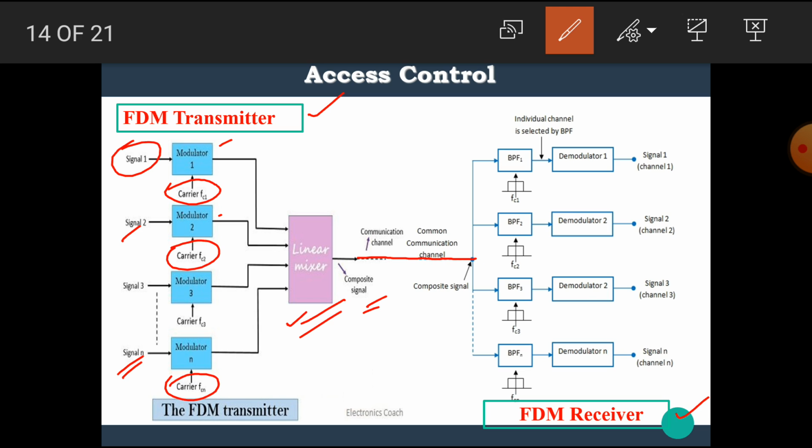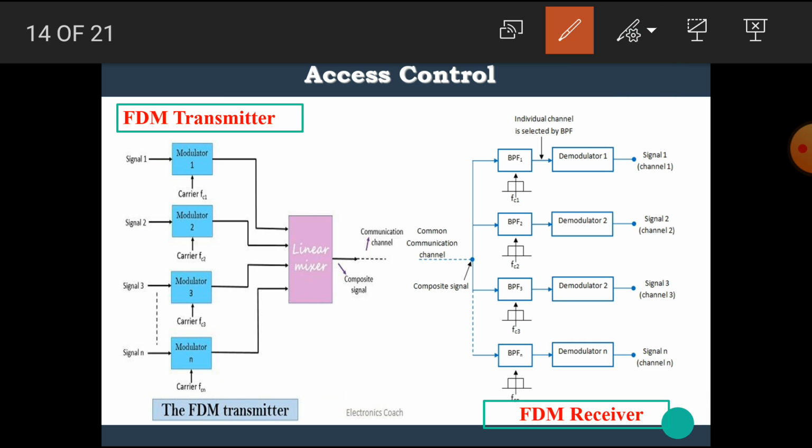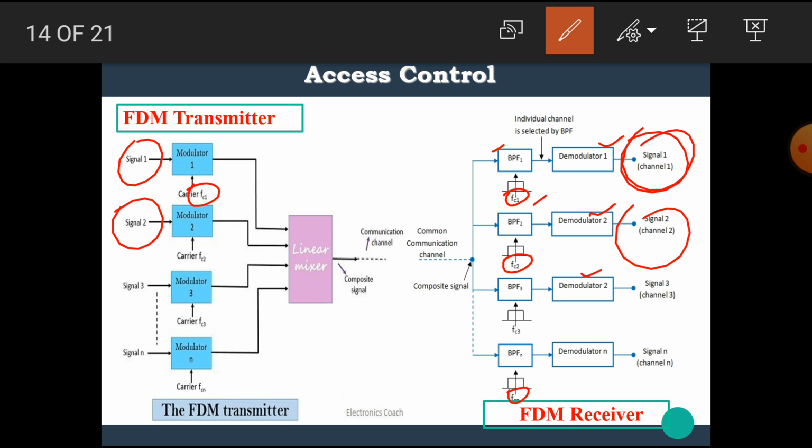At the receiving end, this composite signal is given to a number of band pass filters. Each band pass filter has a central frequency equal to the modulated carrier frequency, that means FC1, FC2 up to FCN. That means band pass filter BF1 allows only the carrier frequency FC1 to pass through it. All these signals are then given to the demodulator. In the demodulator block, the carrier is removed and the original signal gets back. That means signal 1 is recovered here, signal 2 is recovered here, up to signal N recovered here.